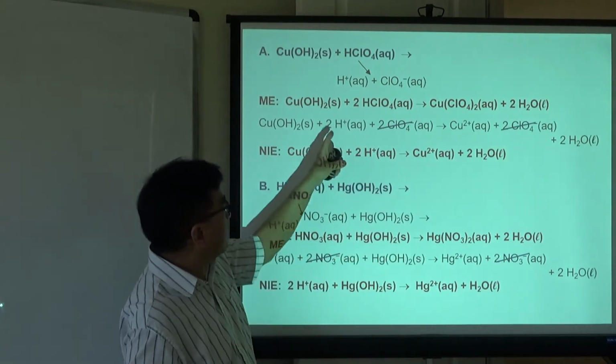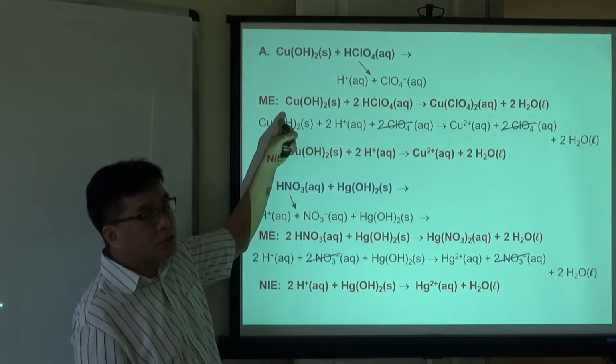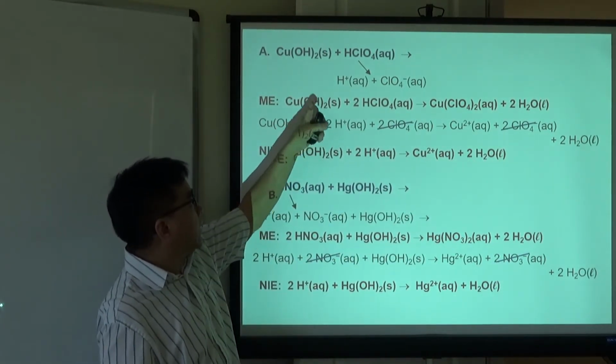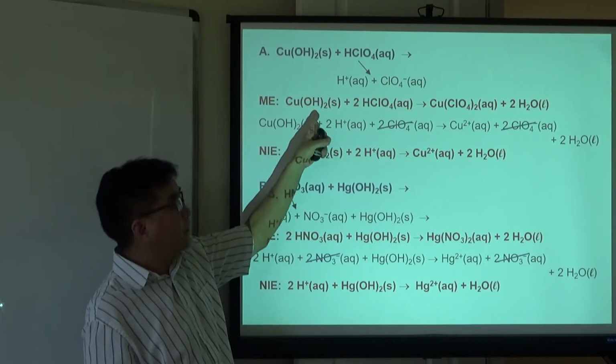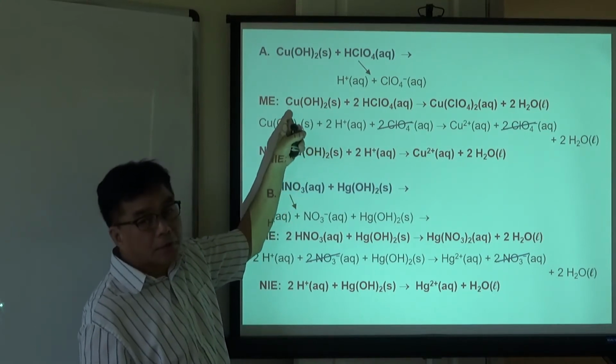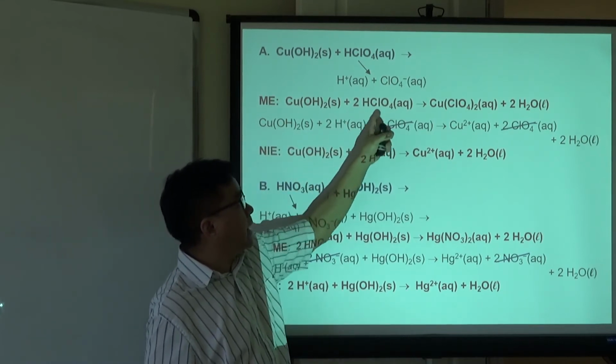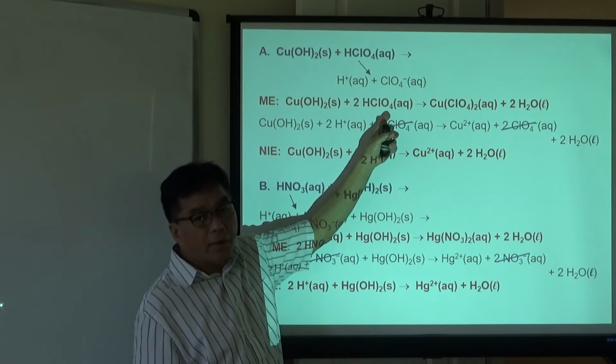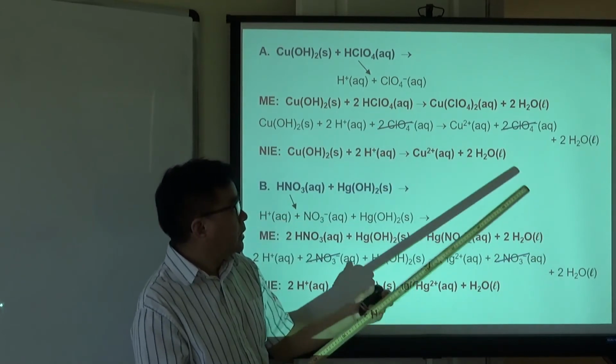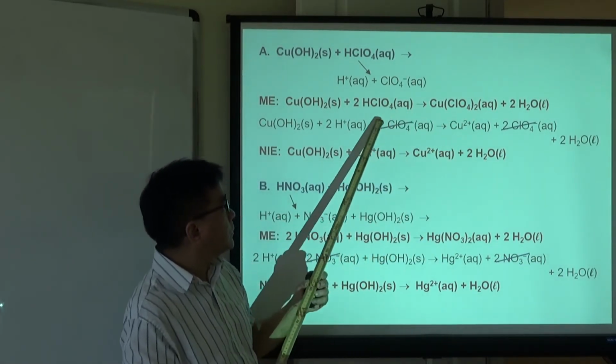And what's left is the copper with a 2+ charge, because the hydroxide is a -1 charge, but you have 2 hydroxides, so you know the copper has to be a 2+. That is balanced out by the perchlorate ion, ClO4-, which has a -1 charge, so you put a 2 right here, that's 2 perchlorate.